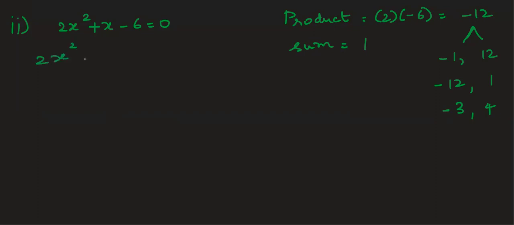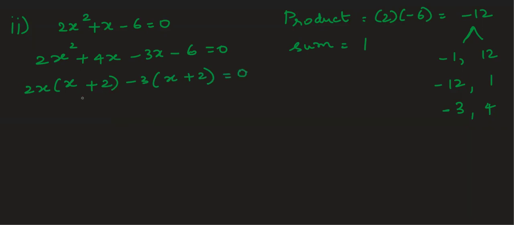So 2x squared, in the place of x, I'm going to make these two terms, that is 4x, then minus 3x, minus 6 is equal to 0. Let's combine two terms. What's common? In 2x squared plus 4x, 2x is common. So 2x into x plus 2. Then minus 3 will be common. So minus 3 into x plus 2 is equal to 0.